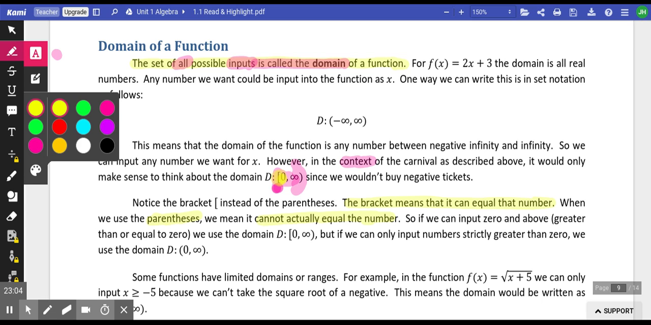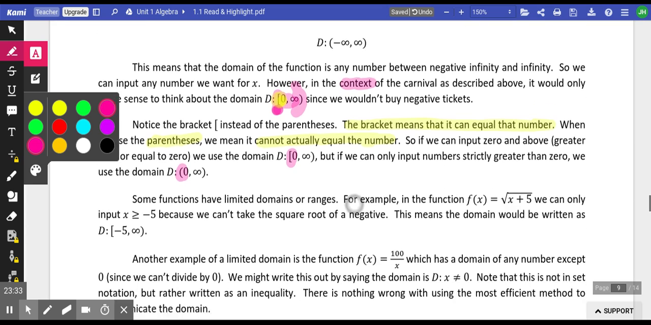So if we can input 0 and above, greater than or equal to 0, we use the domain from 0 to infinity. But if we can only input numbers strictly greater than 0, like if you can't put in a 0, then use the domain from 0 to infinity with a parenthesis instead of a bracket. So I hope that you see the difference there. And again, that's information I'm going to be teaching you in class. But if you can grab that or at least have a little bit of an idea what that means when you come to class, it's going to make your learning so much better.